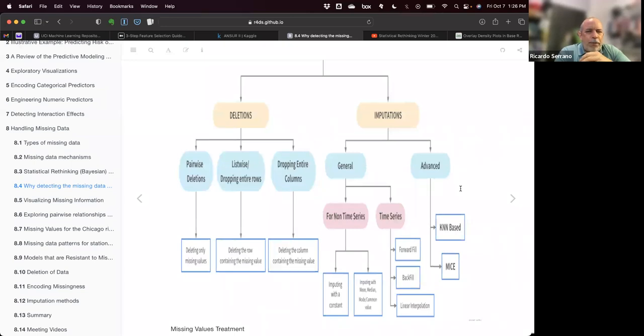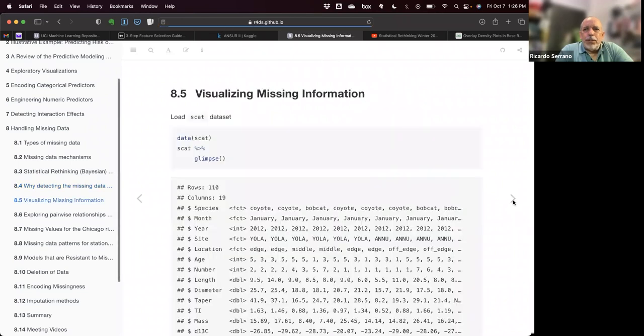If you are working with tidymodels, you have KNN imputation, you have median, you have mode, and all the non general ones, and also you have bagging, and the bagging is also a random forest version of the imputation. Okay. All right. So let's continue.